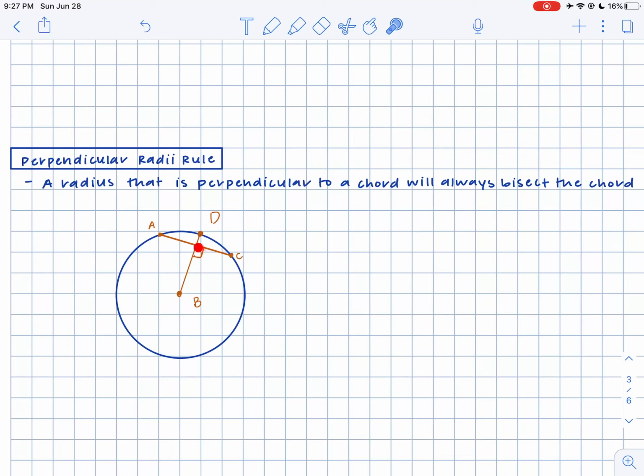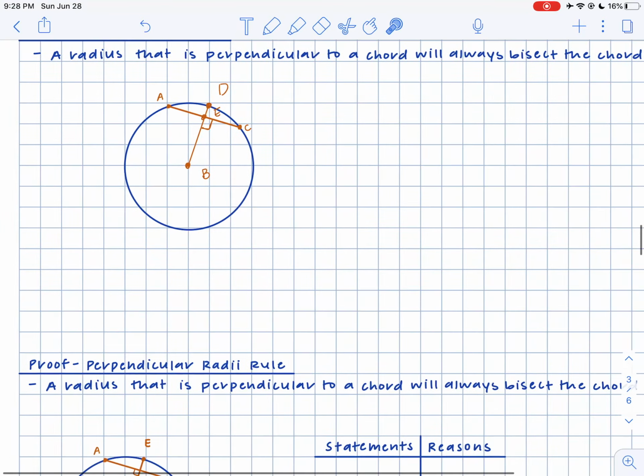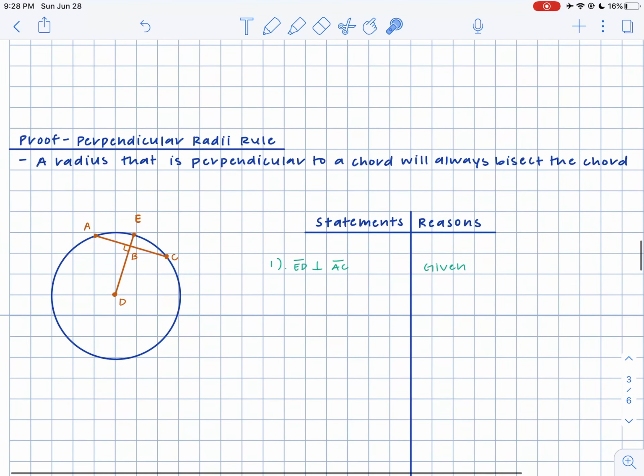So a radius that is perpendicular to a chord will always bisect the chord. What does that mean? Since the radius is perpendicular to the chord, then it will bisect the chord. So that means I should label this point. Let's call this E. It might be hard to see. That means segment AE is congruent to segment EC because the radius is bisecting this chord into two equal parts. So that is the perpendicular radii rule.